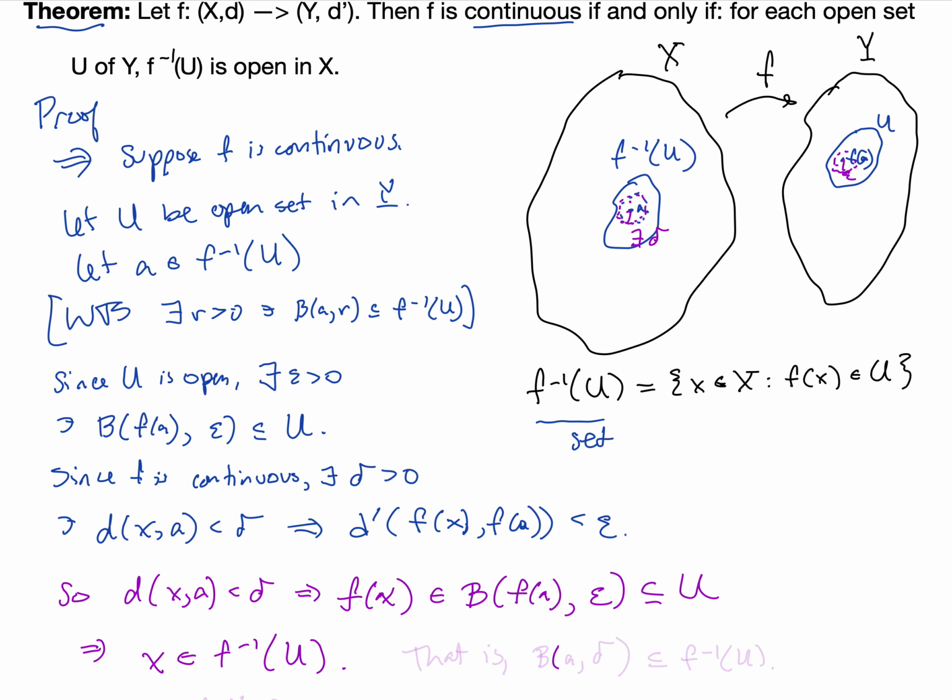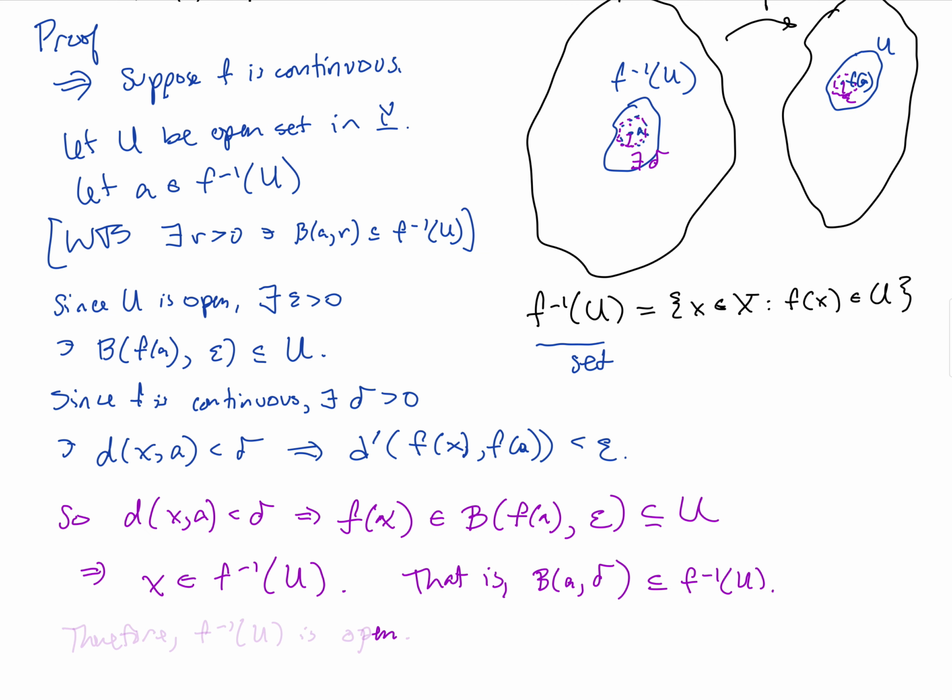So what we have is that the distance between x and A being less than delta implies that x is an element of f inverse of u. That is, the ball centered at A of radius delta is completely contained inside of f inverse of u. So we have shown that f inverse of u is open. Therefore, f inverse of u is an open set.